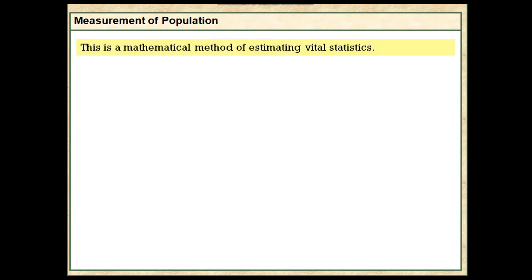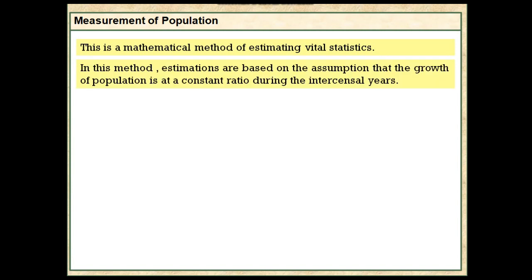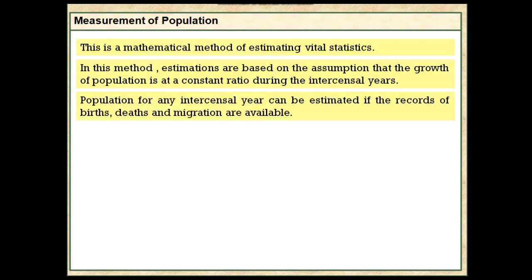This is a mathematical method of estimating vital statistics. In this method, estimations are based on the assumption that the growth of population is at a constant ratio during the intercensal years. Population for any intercensal year can be estimated if the records of births, deaths and migration are available.